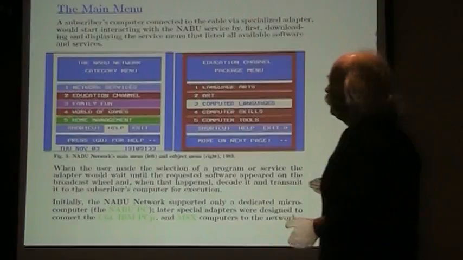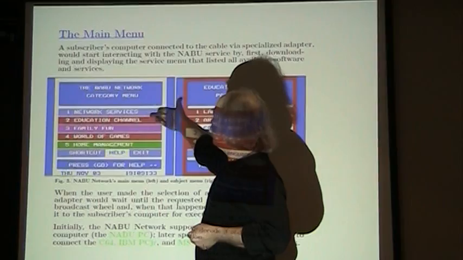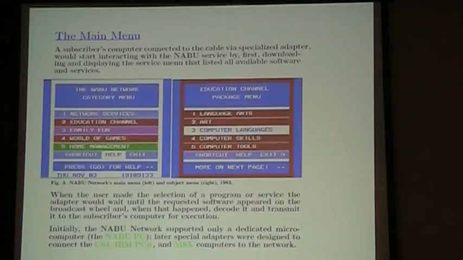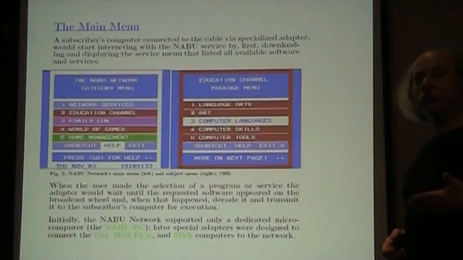Network services, so these are for services, education channel, that was controlled by teachers in the Ottawa area. They were running and managing it. It was a very nice community. There were around 20 schools running or connected to the NABU Network doing all sorts of educational programming.